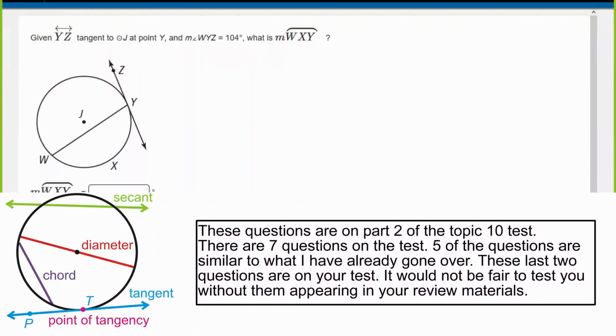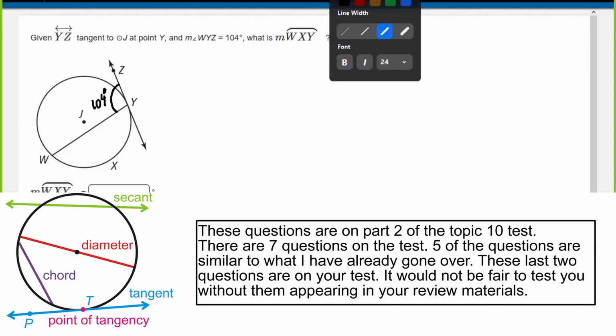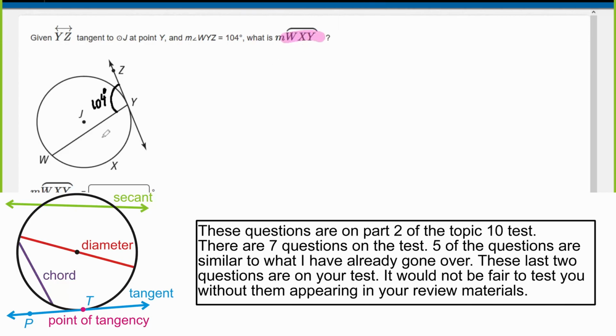All right, last one for this review. This says, given that line YZ is tangent to the circle with center J at point Y, and the measure of WYZ, so start at W, go to Y, go to Z, this guy right here, is 104 degrees. What is the measure of arc WXY? So let's highlight that in a different color. Start at W, go to X, go to Y. So our goal then is to find that measure.